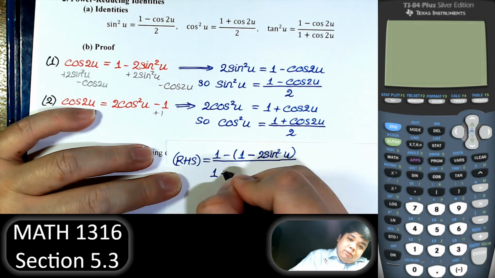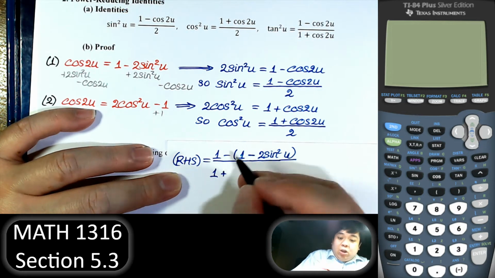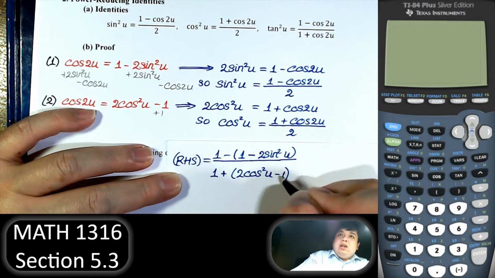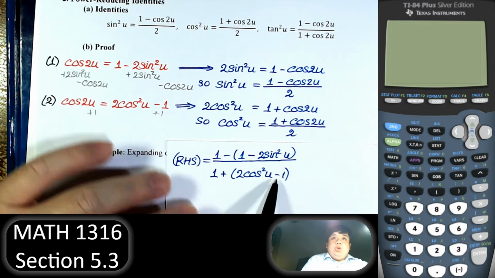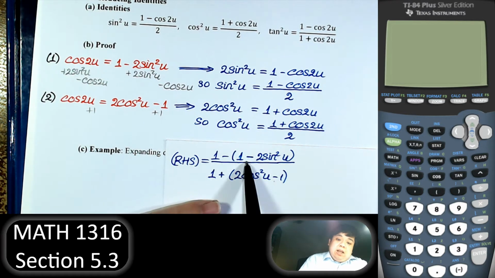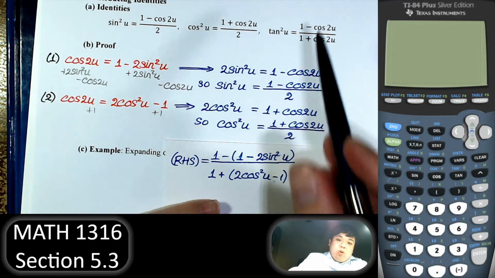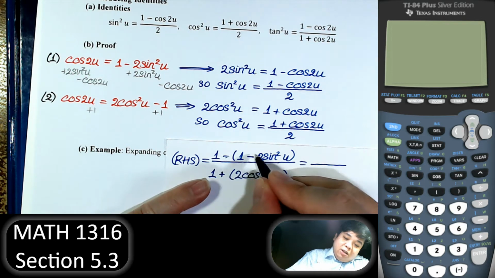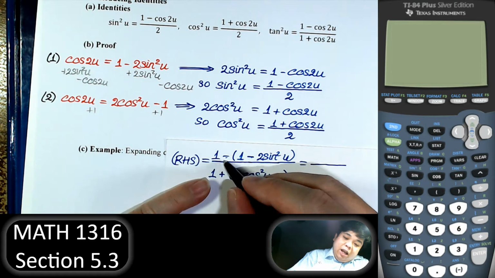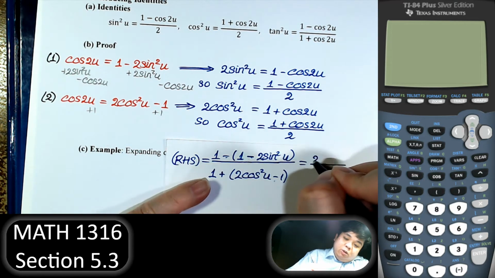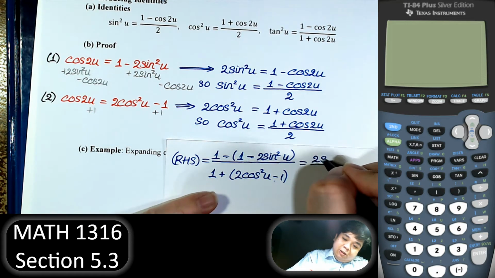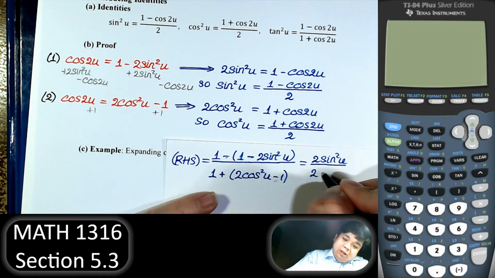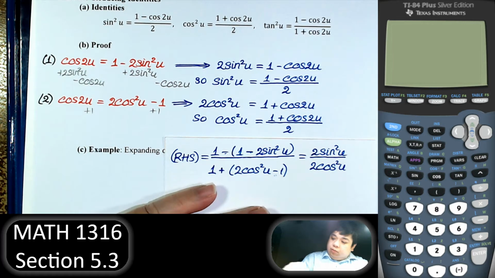The bottom, I use the 2 cosine square minus 1 simply because that 1 minus 1. So use both of them. The top I use this one, the bottom I use this one for cosine of 2u. Right, 1 cancel out. The top minus a negative turn to positive. And 1 minus 1 cancel out, 2 cosine square.